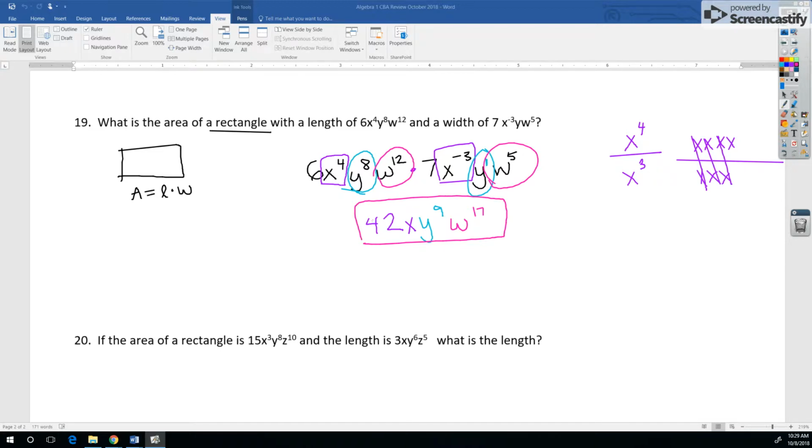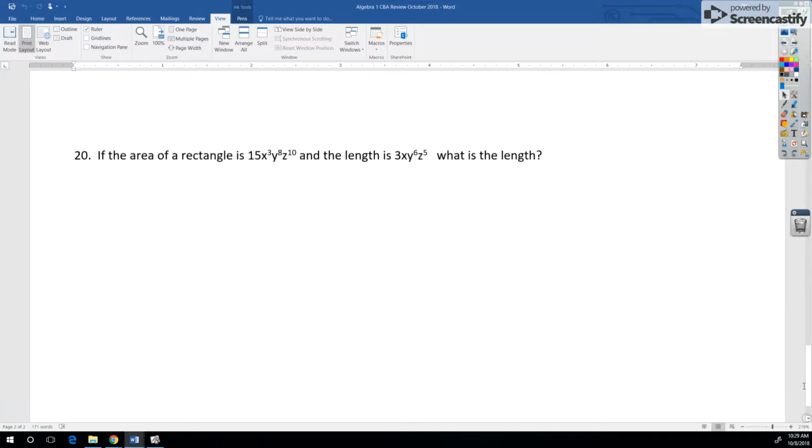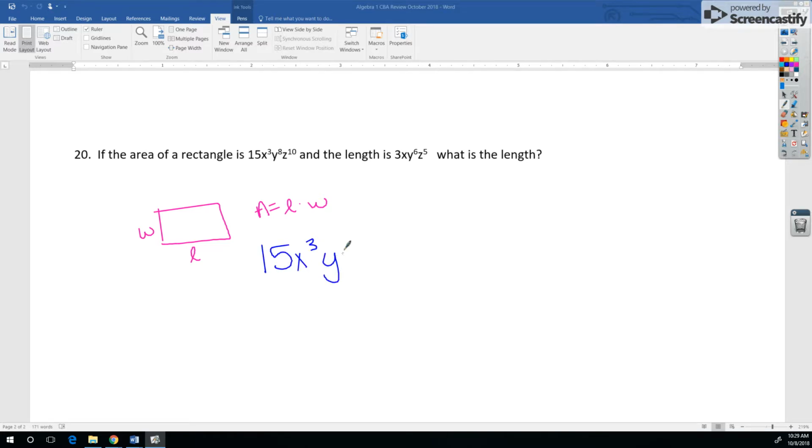Number 20 is basically asking us to go backwards. They're telling me the area, they're telling me the length, and they want me to find the width. So remember, my rectangle, length, width, area is length times width. So I actually know the area this time. It's 15x to the 3rd, y to the 8th, z to the 10th. I know the length is 3x, y to the 6th, c to the 5th. Remember, this is a 1 right here, 3 times x to the 1st.